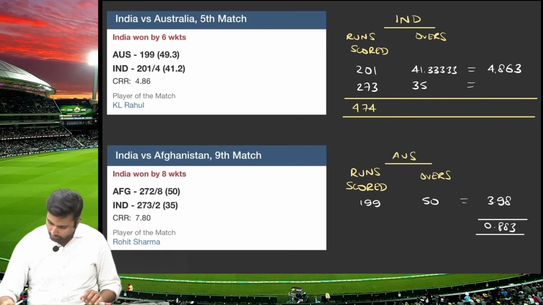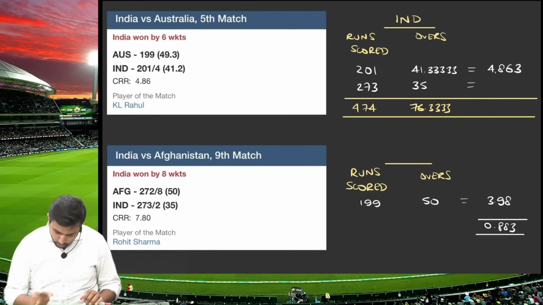And total number of overs is 41.333 plus 35, which is equal to 76.3333. These are the total number of overs played by India.